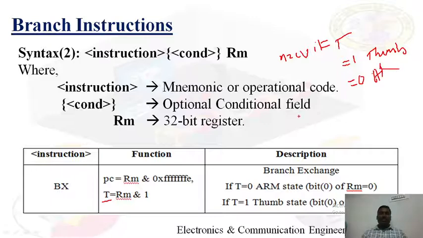So in order to exchange the states between the programs, we need to use the BX instruction. This BX follows this syntax. Even BX can be executed conditionally, but BX uses Rm to hold the address of the program where to jump. So here Rm is ANDed with 0xFFFFFFFE.